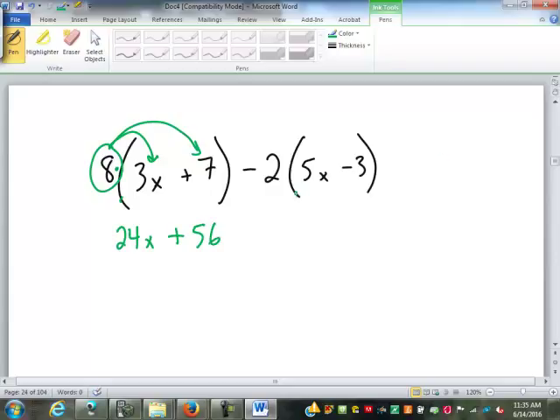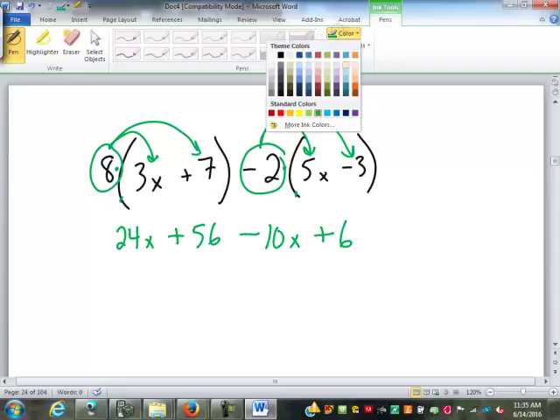The second set of parentheses. Anything to do inside the parentheses? No. To the parentheses? Yes, it's multiplied by not 2, but negative 2. Very good. Negative 2 times 5x, negative 10x. Negative 2 times negative 3, positive 6. Negative times negative is positive.